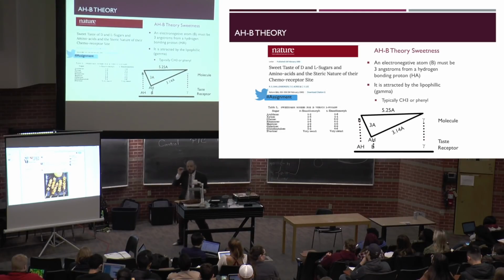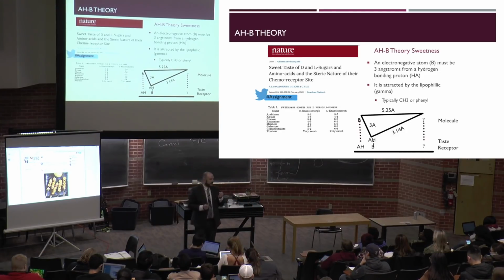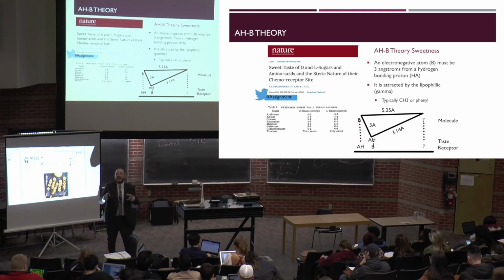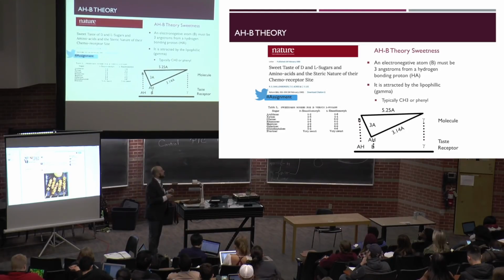So in the case of sweet molecules, they have three functional groups. They have a group that can accept a hydrogen bond. They have a group that can donate a hydrogen bond. And then they have an aliphatic moiety that can undergo van der Waals interactions. And the distances between these three sites have to be 5.25 angstroms between our hydrogen bonding group.